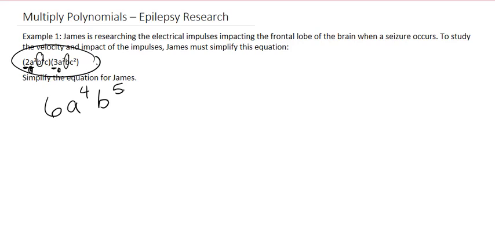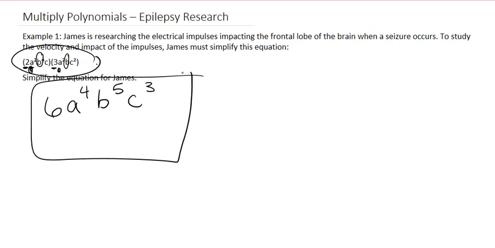Now we multiply the last term, which is c. We have c and c squared. So 1 plus 2 would give us 3. So this is our simplified equation for James.